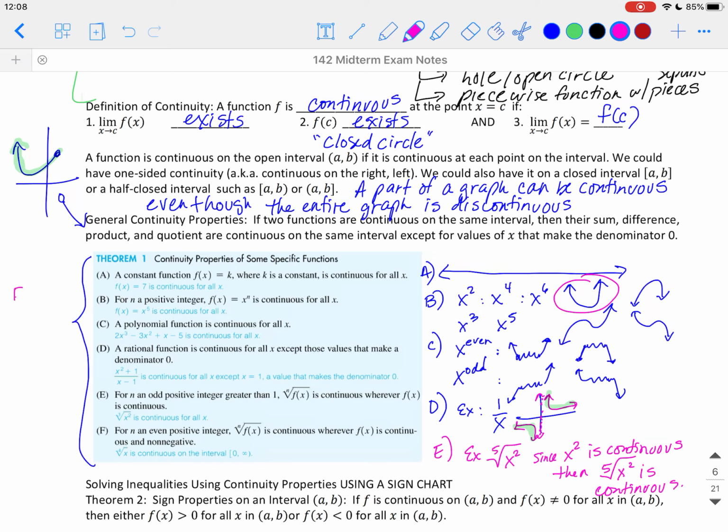Now, f has a weird situation. So n, which is the root, has to be an even positive integer. So we've learned that for square roots, we can only take the square roots of non-negative numbers, because if we want to take the square root of negative numbers, they're imaginary. You have that letter i there. So the only issue here is that for even roots, it's going to be continuous wherever f of x is continuous, the same condition as before. However, it has to be non-negative, which means that it has to be greater than or equal to 0.